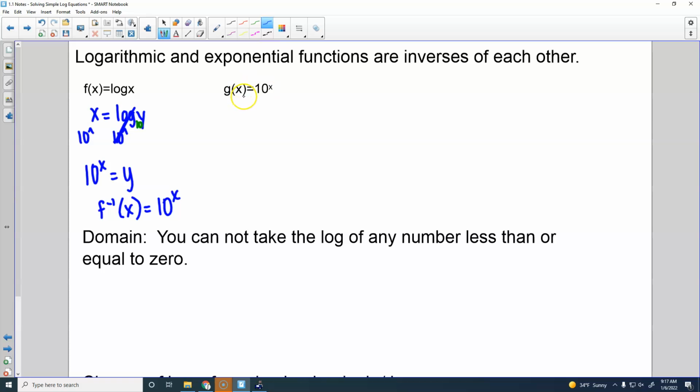So if you did the same thing over here, if you took this and made it x equals 10 to the y, in this case, to get rid of that exponent as a 10, you can't divide that 10 off. You've got to do log base 10 on both sides, and so log base 10 of x would be your y, or you could write it like this, g inverse of x equals log base 10 of x. So we'll use that pretty often.